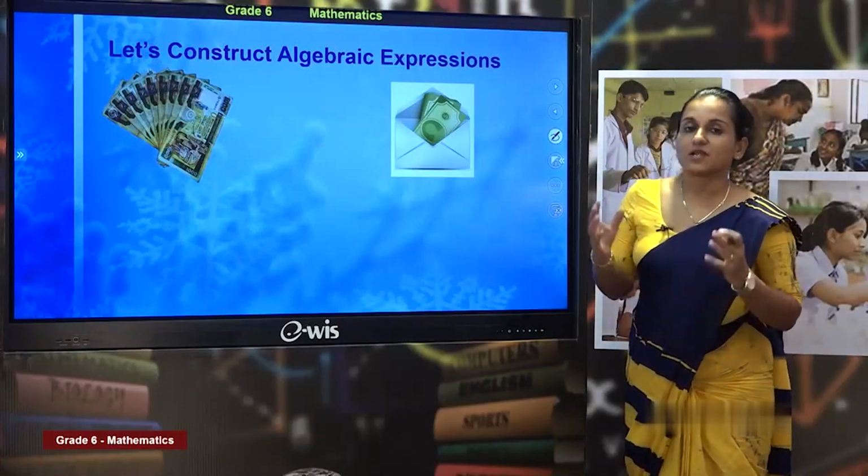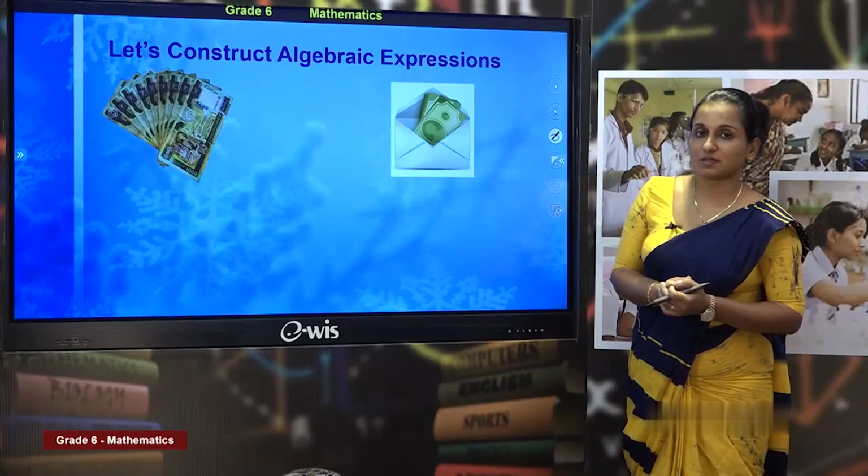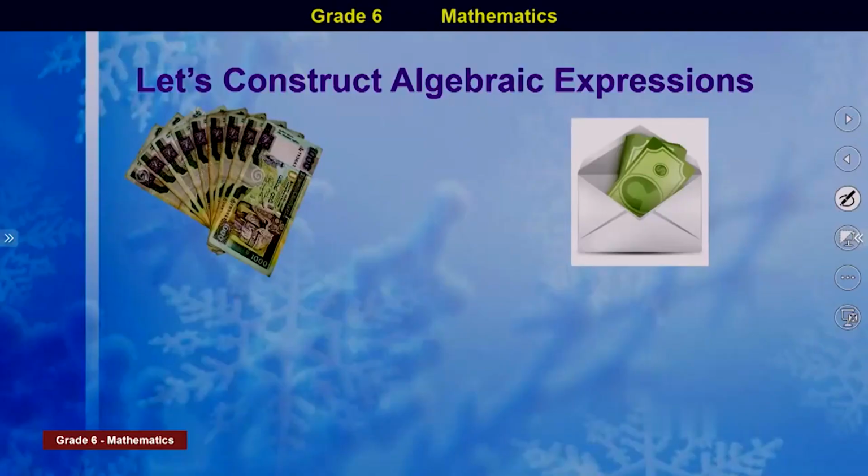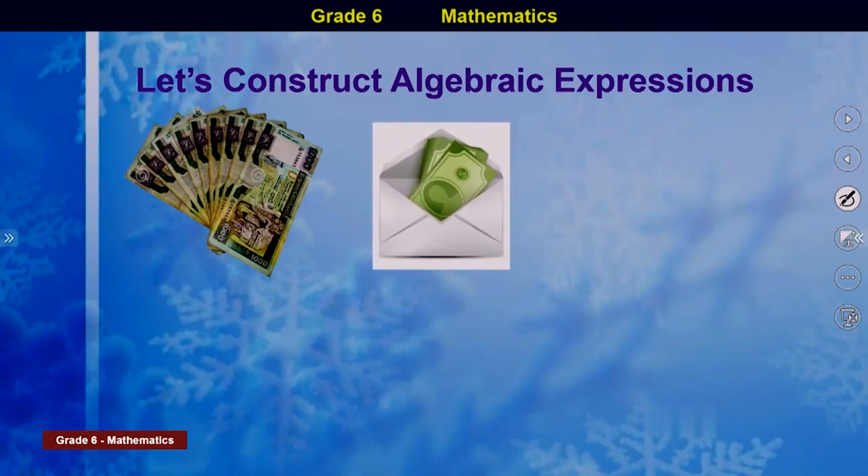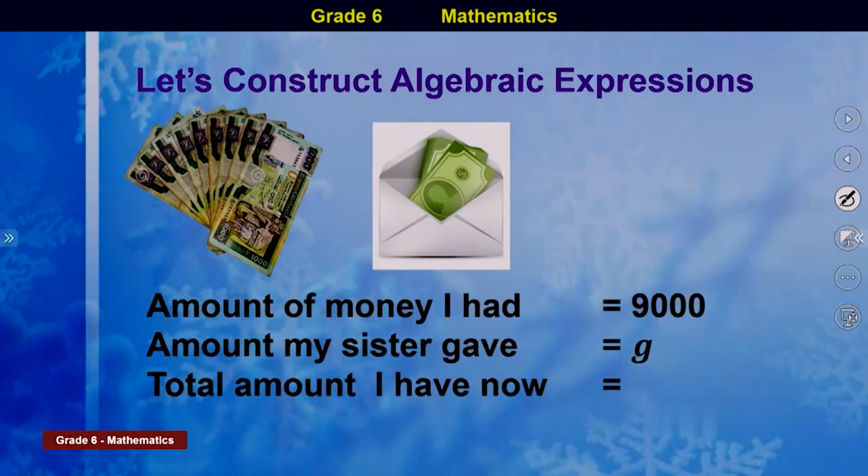I have 9,000 rupees with me. My sister gave some money to me. Now I want to write an algebraic expression for the total amount of money I have now. The amount of money I had was 9,000 rupees. Amount my sister gave is G. Then the total amount I have now is 9,000 plus G.